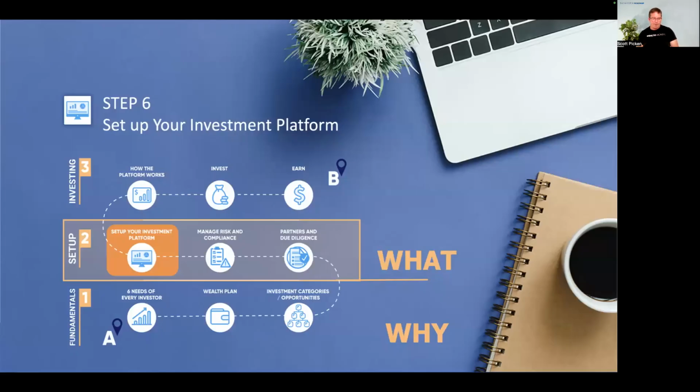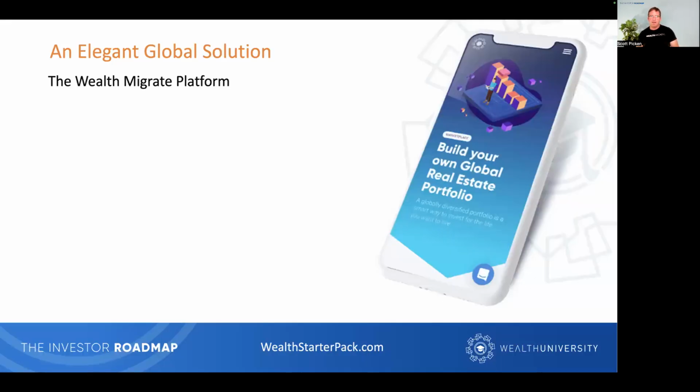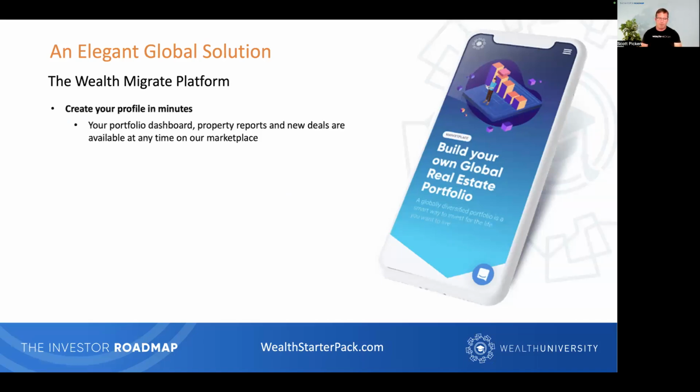Okay, let's keep going. So we're into step 6, and this is all about setting up your investment platform. So, someone asked, how do we invest internationally in property? I want to share with you the Wealth Migrate platform. It's not the only platform, but I want to share with you the Wealth Migrate platform.